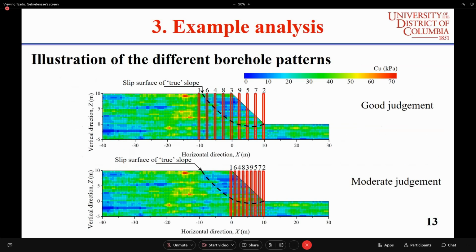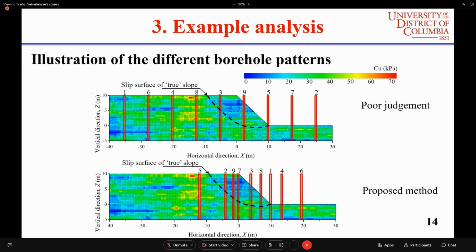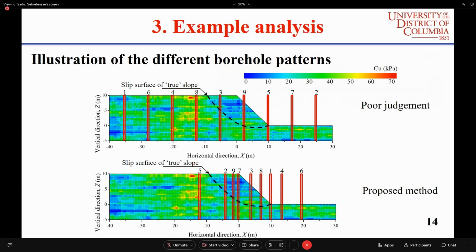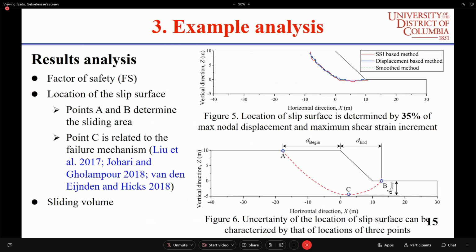These figures show the corresponding borehole patterns: good judgment, moderate judgment, and poor judgment of the proposed method. We choose three indexes to estimate the effect of the proposed method. The first index is factor of safety. The second one is the location of the slip surface. The third one is sliding volume.